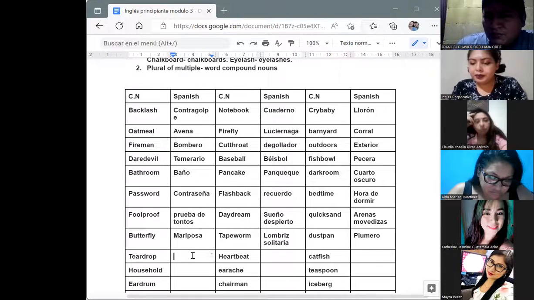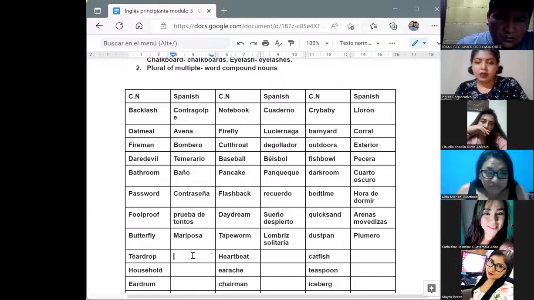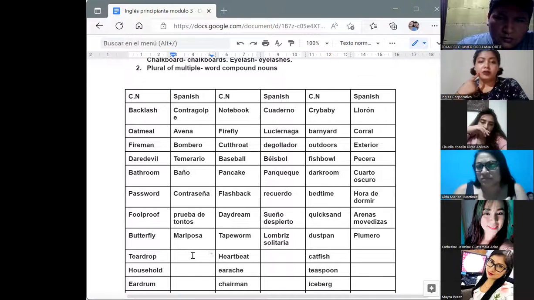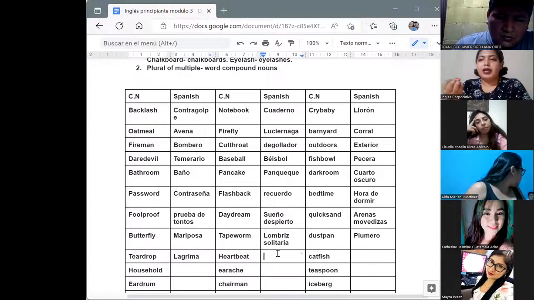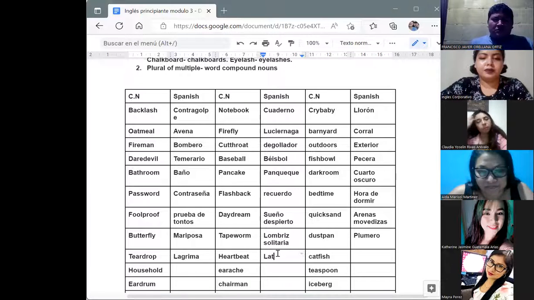Teardrop. Lágrimas. This one is a lágrima. Es como una gota de lágrima, pero in this case is lágrima. This one. Heartbeat. Latido del corazón.